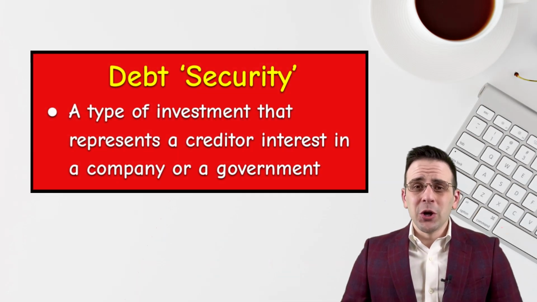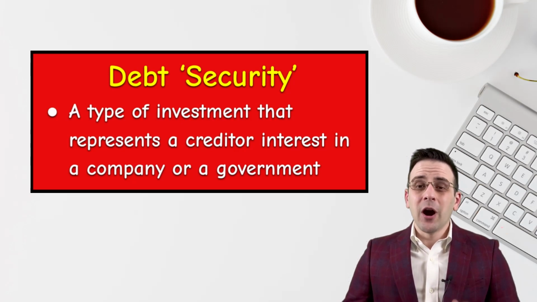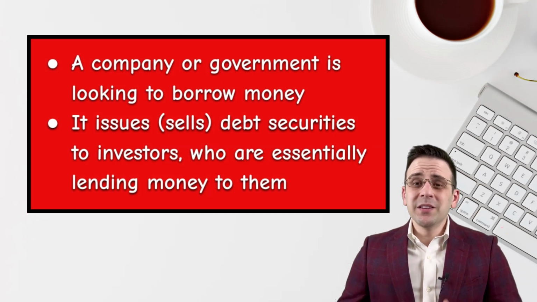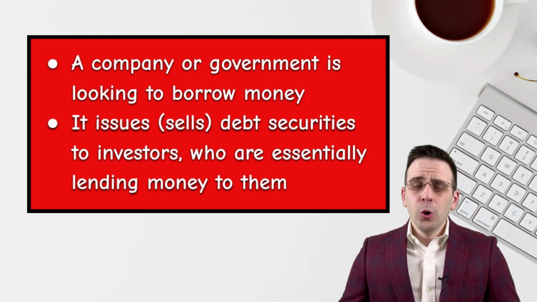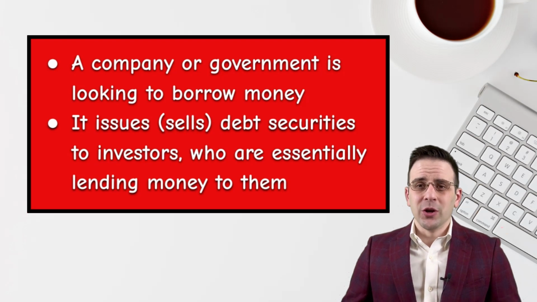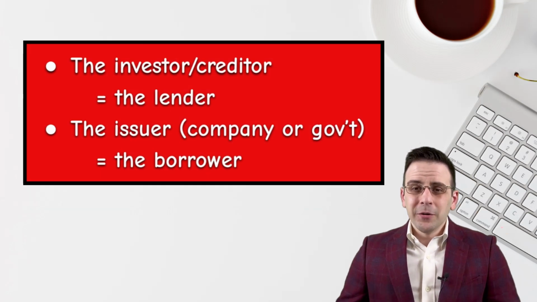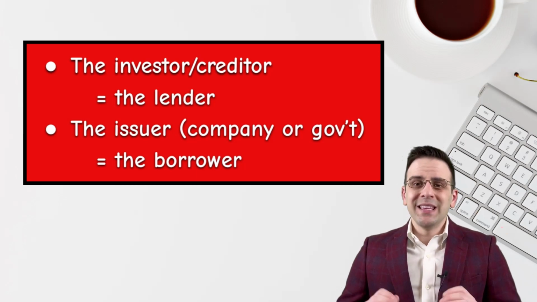You know I love definitions, so let's begin with an important one. What on earth is a debt security? A debt security is a type of investment that represents a creditor interest in a company or a government. That is, the company or government is looking to borrow money and issues debt securities to investors, who, by virtue of buying the debt security, are essentially lending money to the company or the government. Here, the investor or creditor is the lender, and the issuer is the borrower.